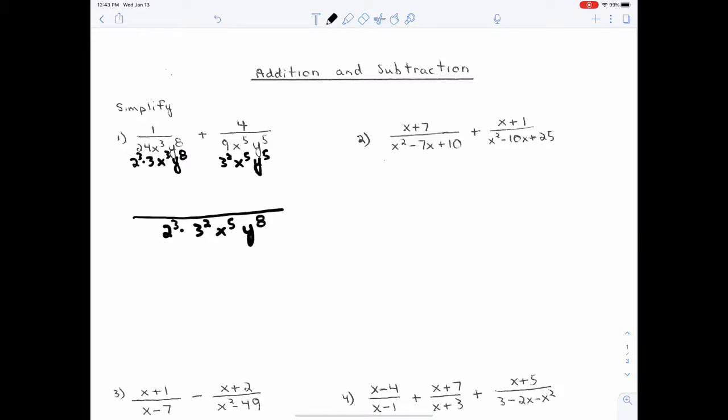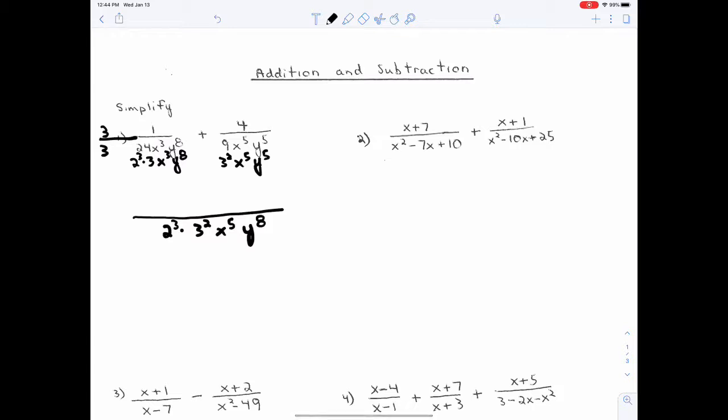Now what do I do about the numerator? Look at the first fraction. Look at its denominator. What am I missing? Well, I have the 2 cubed. But notice the original fraction has a 3, and this has a 3 squared. So I'm missing a 3. So I have to multiply top and bottom by 3.